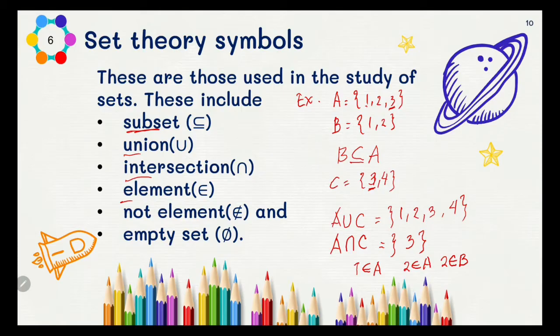Okay. Next we have the not element, meaning does not belong to the group. So I could say that 3 is not an element of B, because there is no 3 here. There's no 3. Only 1 and 2. Okay? And then we have the empty set. Empty set is a set with no elements.